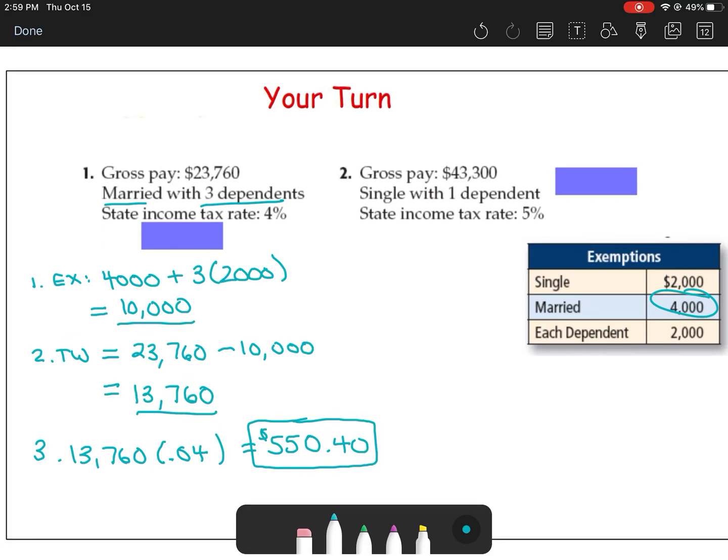Let's go to the next one. Example 2. Again, starting the same way. Single, one dependent. So 2,000 for single, and one dependent is also 2,000.